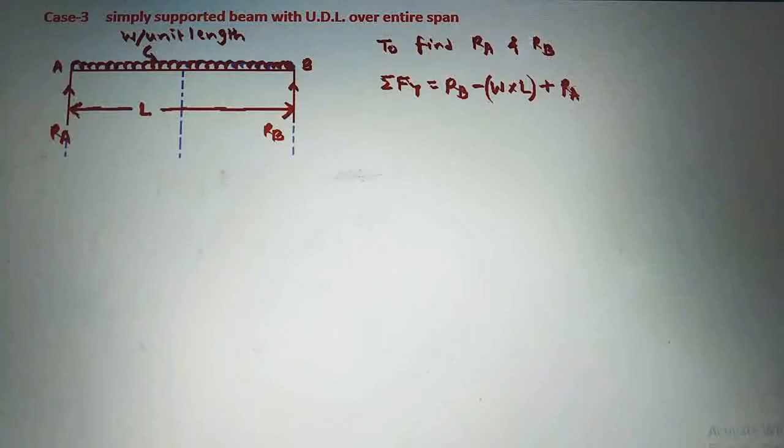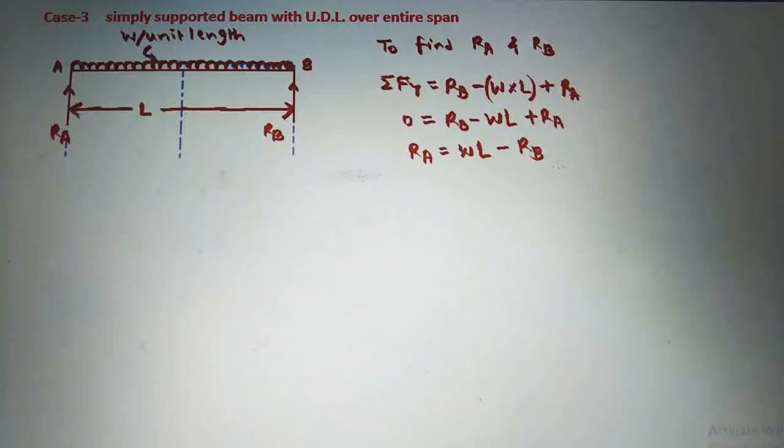Next we will take Ra, and as Ra is acting in an upward direction, we will take it as positive here. Now by applying the condition of equilibrium, summation F of y is equal to 0. So 0 is equal to Rb minus W into L plus Ra. Now we can write here Ra is equal to W into L. If we shift that to the left side, it will be plus. Then we shift Rb to the left side, it will be minus. So Ra is equal to W into L minus Rb. We will take this as equation number 1.